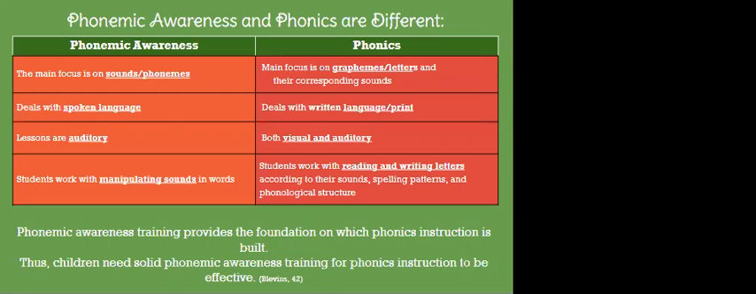So I like to think about phonemic awareness being something that you could do in the dark. You could turn off the lights, and for the most part, your students would be able to think about or manipulate those sounds without having to look at or write anything down. Where phonics is both visual and auditory. And then last, we see that students work with manipulating sounds in words when they're working on phonemic awareness, but in phonics, they're working on reading and writing different letters.